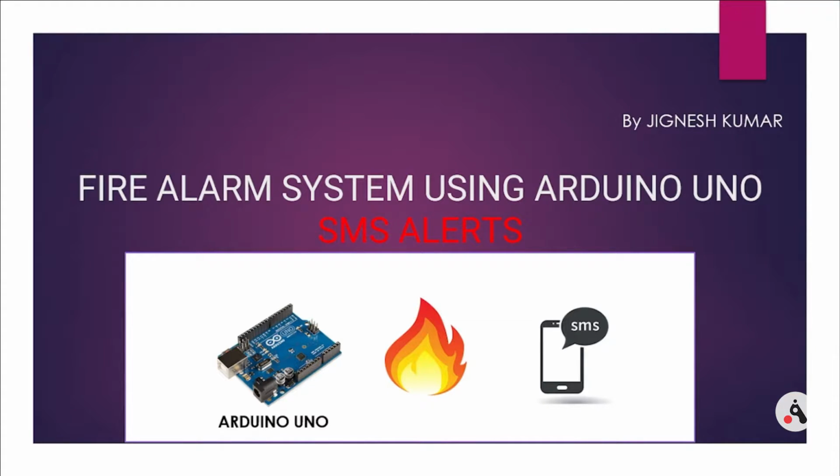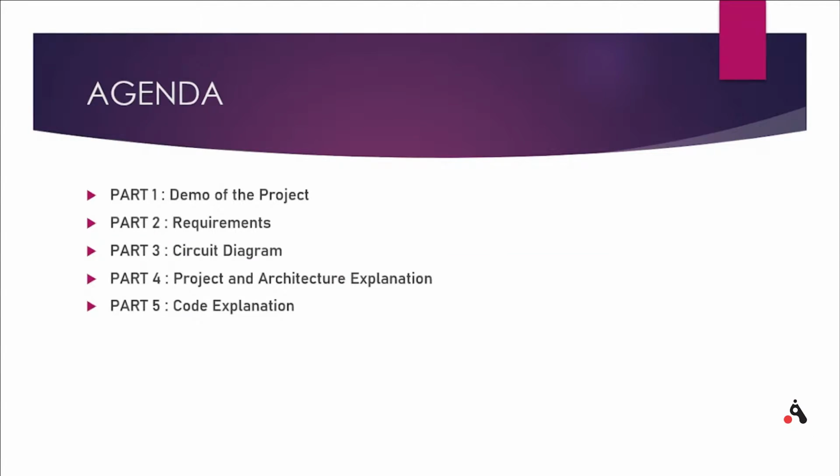Welcome everyone to a new IoT tutorial, and in this tutorial I am going to discuss a fire alarm system using Arduino Uno with SMS alerts. For SMS alerts we are using the SIM900 GSM module, and this is an Arduino based project in which we are using various sensors, which include the MQ2 smoke sensor, the flame sensor, buzzer, the LEDs and the LCD display as well.